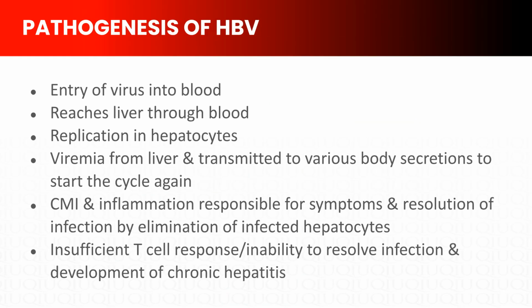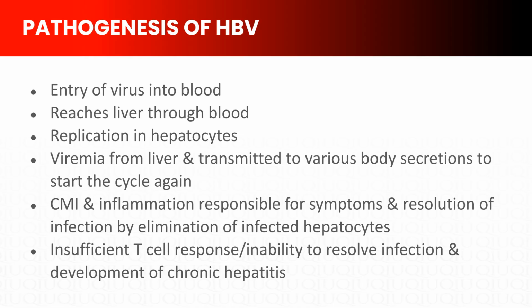Let's follow the virus through the body and understand how it causes disease. After entry into the bloodstream, the virus reaches the liver through the blood circulation. In the liver, HBV infects hepatocytes and begins replicating. Here's an interesting point. Like hepatitis A, HBV itself is not directly cytopathic. It doesn't kill liver cells directly. From the liver, viremia occurs. Virus enters the bloodstream again and spreads to various body secretions, including blood, semen, vaginal fluids, and saliva. This perpetuates the transmission cycle.